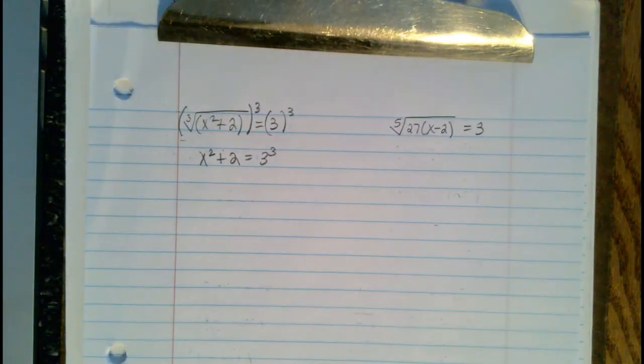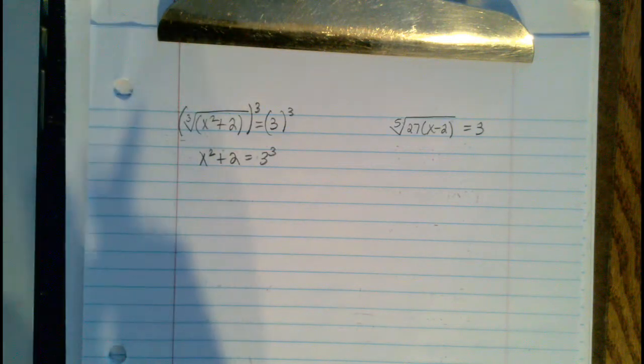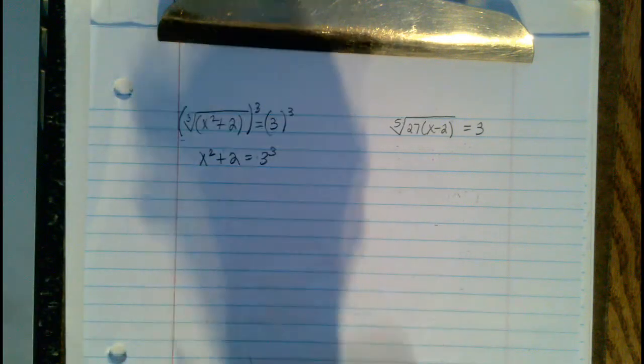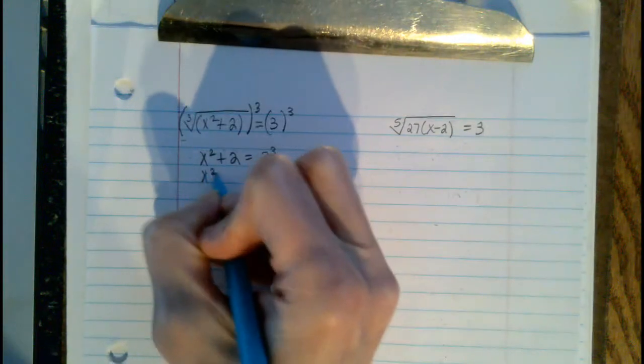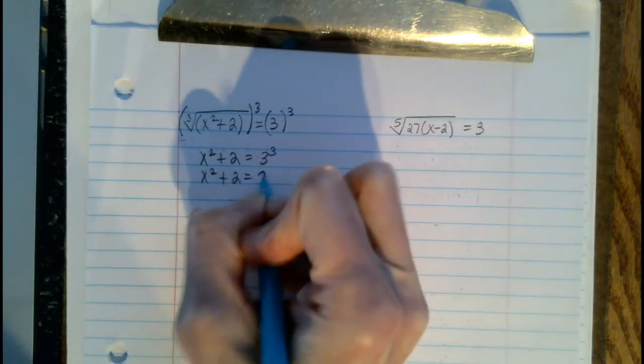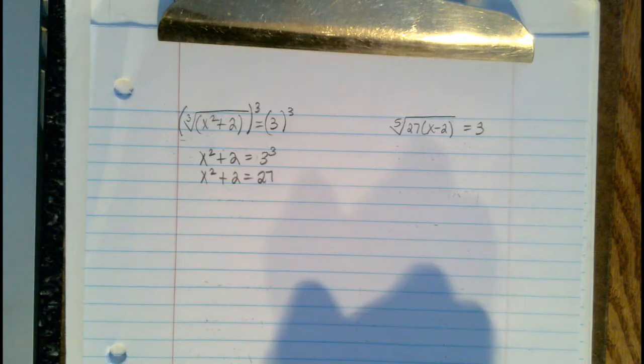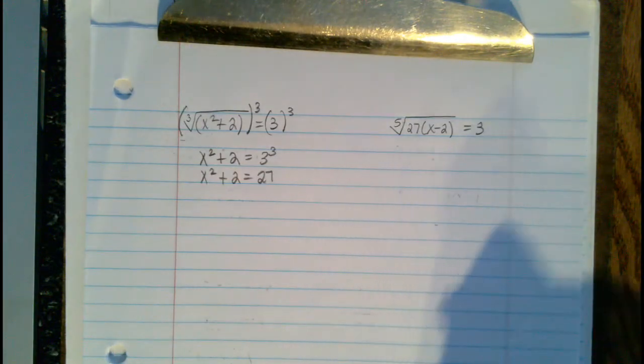Now notice on the left side I did not write the parentheses again. I don't think that it was necessary to have the parentheses in there at all. But if we simplify this a little bit more, we get x squared plus 2 equals 27. And then we can solve this here.